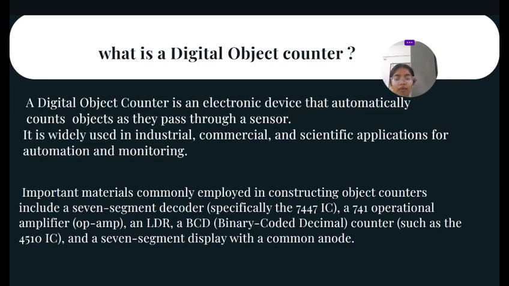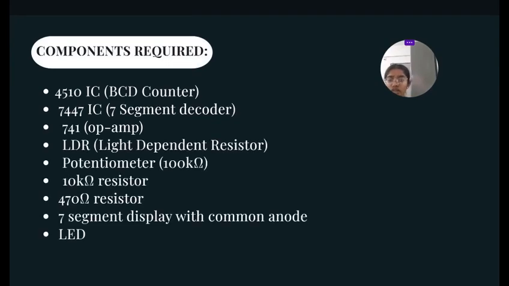Important materials commonly employed in constructing an object counter include a 7 segment decoder, 741 operational amplifier, BCD counter, 7 segment display with common anode. So the components required for constructing a digital object counter are listed: BCD counter, 7 segment decoder, operational amplifier, resistor, potentiometer, LDR, light dependent resistor, 7 segment display with common anode and LED.